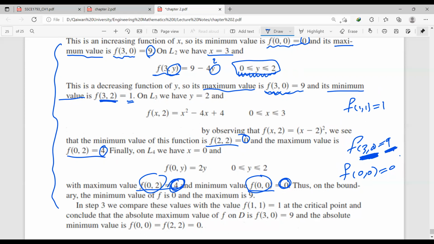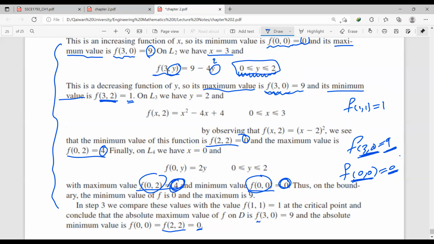As we said, we are going to compare the points that you get from step 1 and step 2. Step 1 is the critical points. Step 2 is the values that you get from the sides of the region, which is a rectangle. Here, the absolute maximum is at 3 and 0, and its value is 9. And the absolute minimum is at 0, 0, and its value is 0. And also f of 2, 2 is 0.